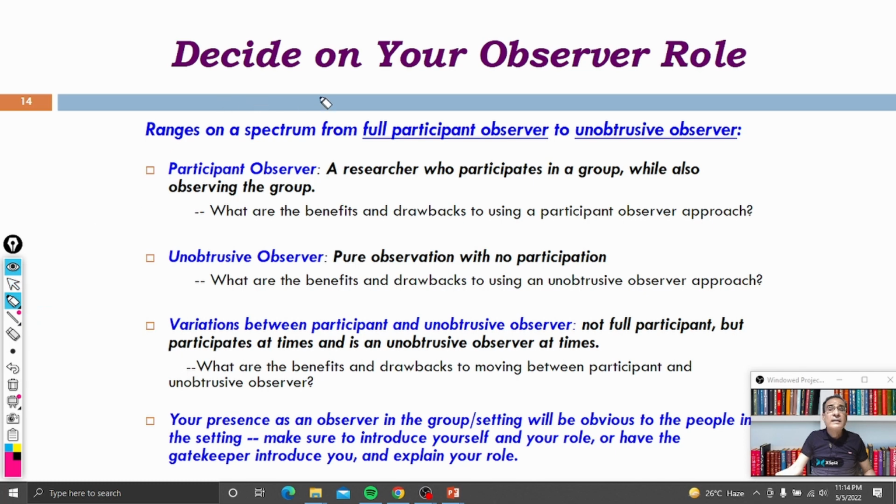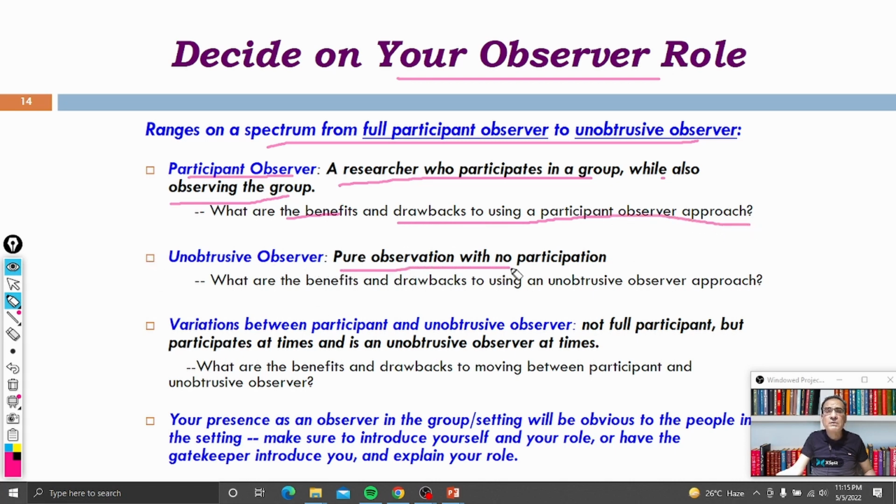Now next, decide on your observer role, ranging across the spectrum from full participant observer to unobtrusive observation. A participant observer is a researcher who participates in a group while also observing the group. What are the benefits and drawbacks of using a participant observer approach? Unobtrusive observer means pure observation with no participation. What are the benefits and drawbacks of using it? So you have to keep these points in mind.